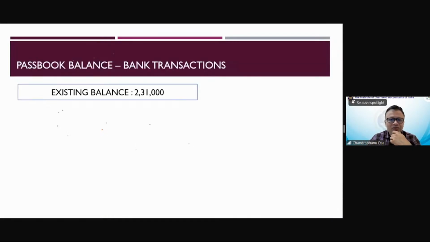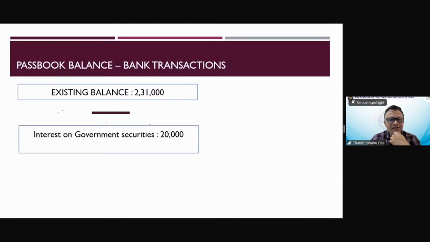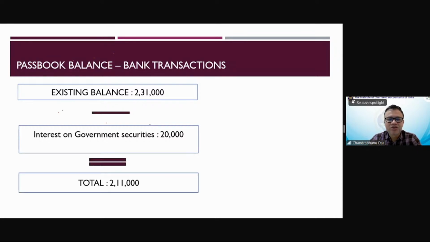But what happens is your existing balance is 2,31,000 and you are deducting the interest on government securities. So you are coming to the passbook. Now, minus this interest on government securities, you have to see the existing balance here.